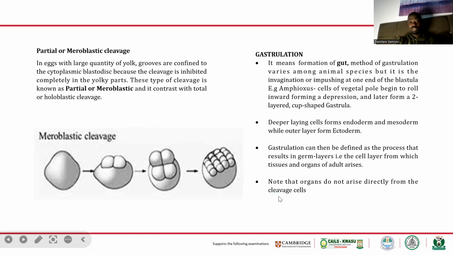I think you should understand that now with my explanation. The organs do not arise directly from the cells formed during cleavages. The cells formed during cleavages basically form tissue. After they form tissue, the tissues will begin to arrange themselves in the order they're supposed to. Then tissues that have the same characteristics and the same function come together.